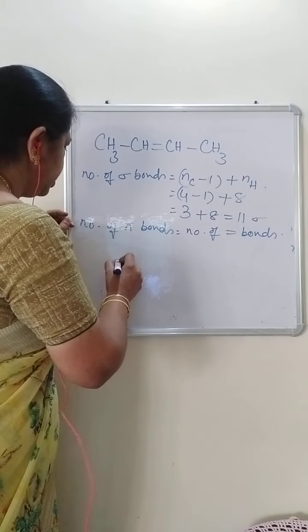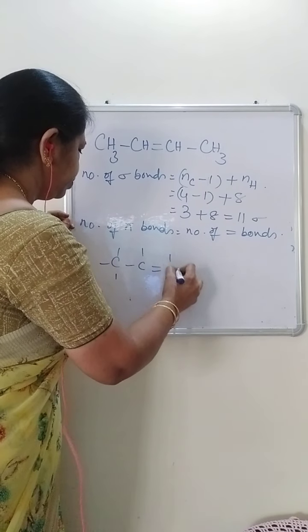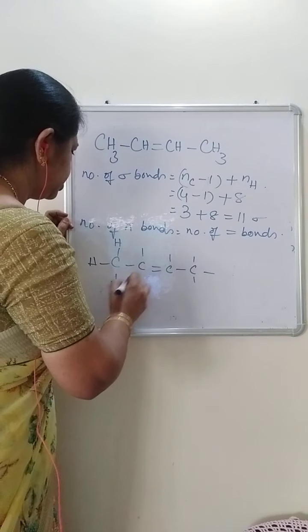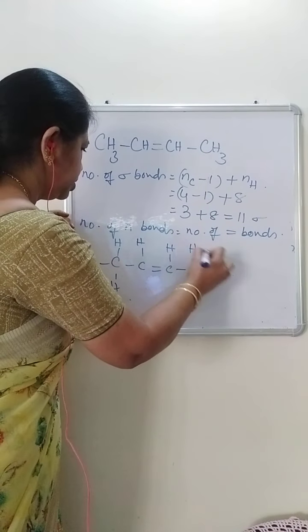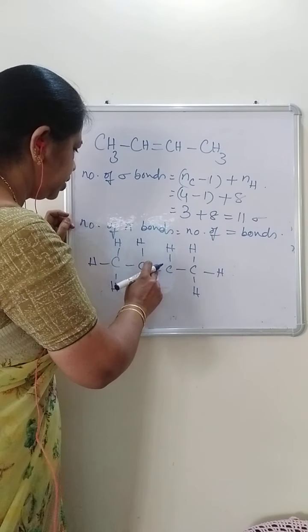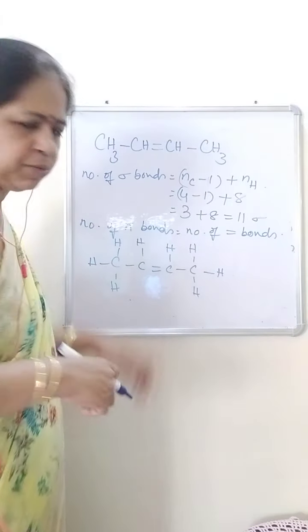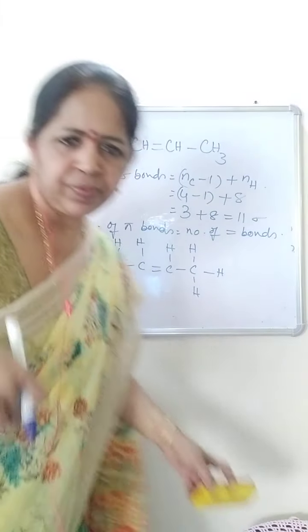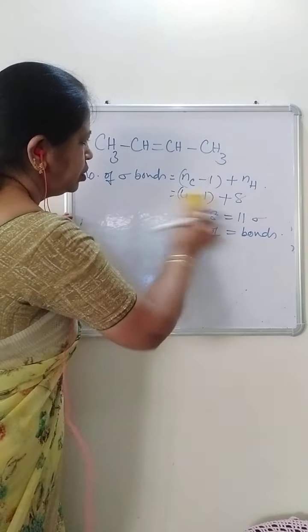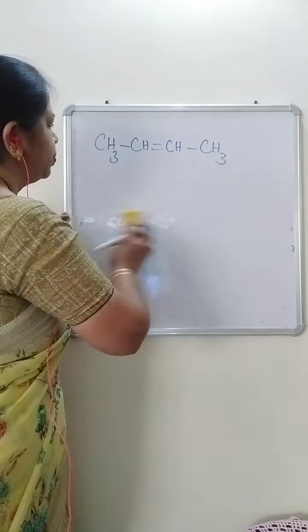Now let us see whether it is correct or not. These are all hydrogen atoms. 1, 2, 3, 4, 5, 6, 7, 8, 9, 10, 11. 11 sigma bonds and 1 pi bond. Okay students, it's a very, very easy formula to calculate the number of sigma and pi bonds in a given structure.